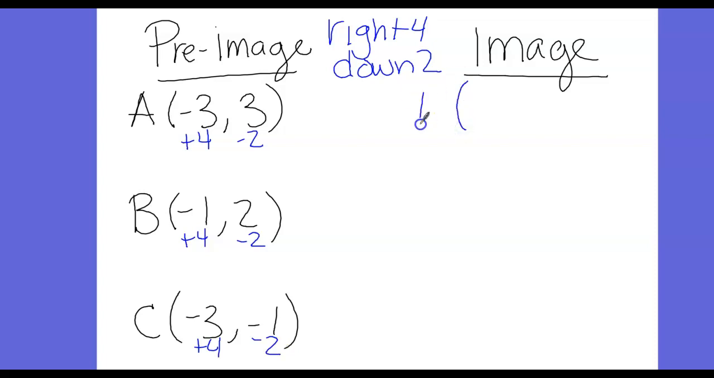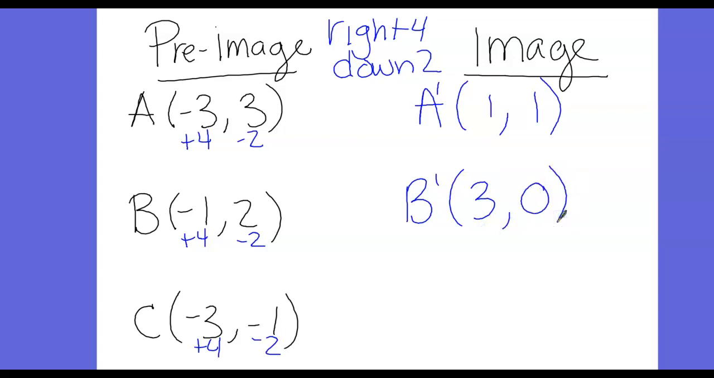So now I just have to write it. So I said this earlier. This is called A prime, so it's A with a little 1. That means like the new image. So now -3 plus 4 is 1. And 3 minus 2 is 1. B prime. -1 plus 4 is 3, and 2 minus 2 is 0. And C prime. 1, and -1 minus 2 is -3.